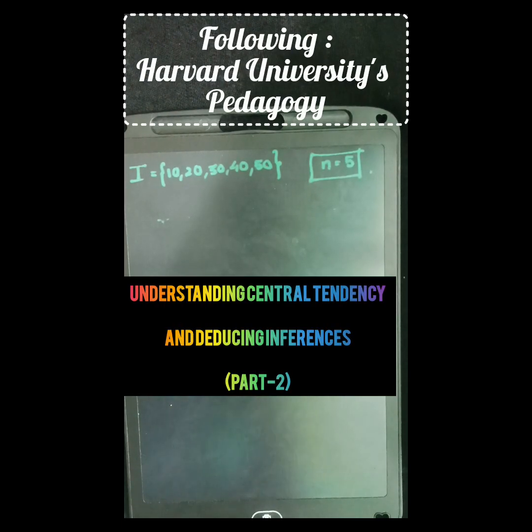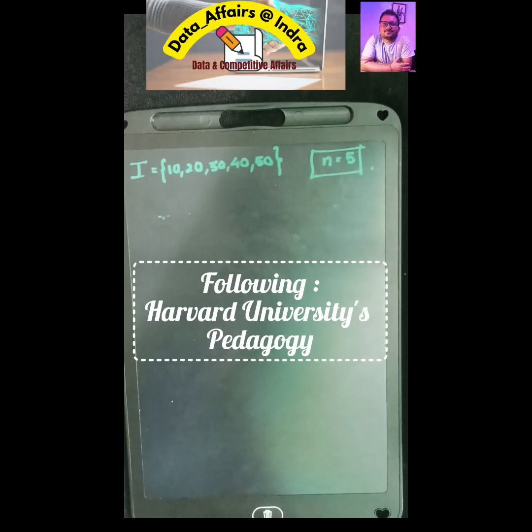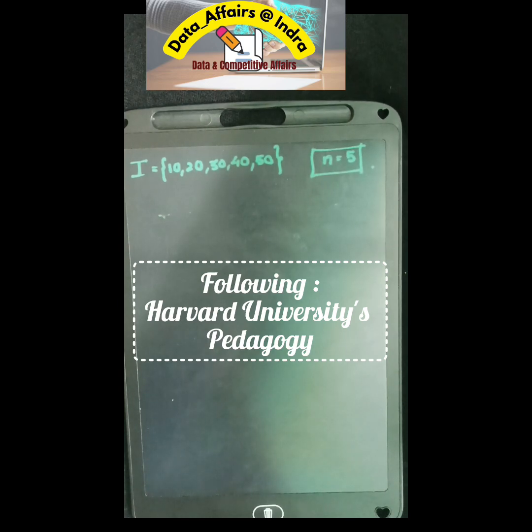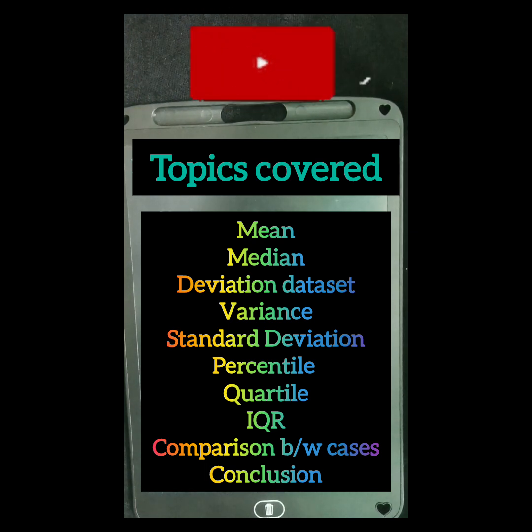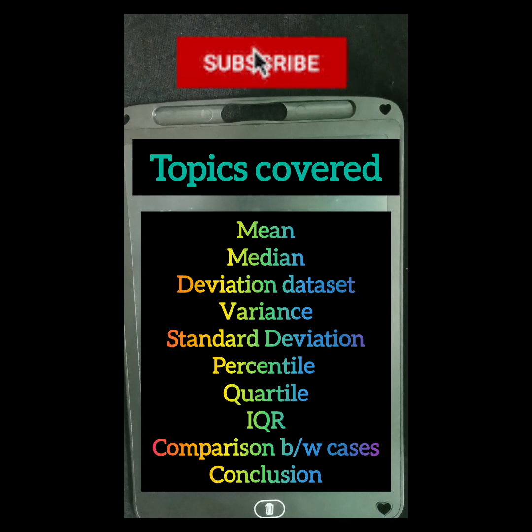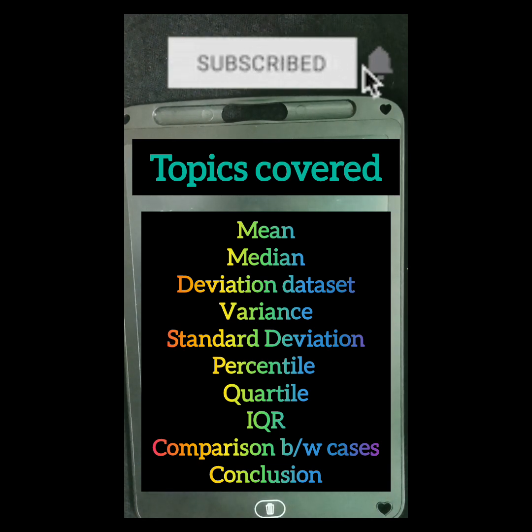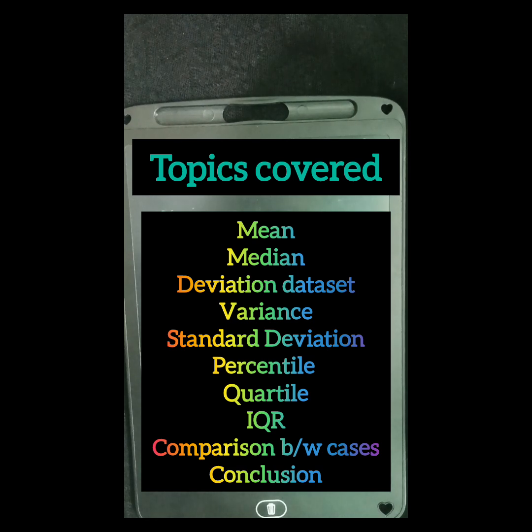Today we'll be going through a pedagogy followed by Harvard University to understand data and its inferences deeply. We'll look at the central tendency calculations like mean, mode, and median, and also percentile range calculations, standard deviation, variance, and so on. We'll also look at what happens if a whole data set is increased or decreased by a certain percentage or a certain number, and what changes will happen in our central tendency inferences. So let's start with it.